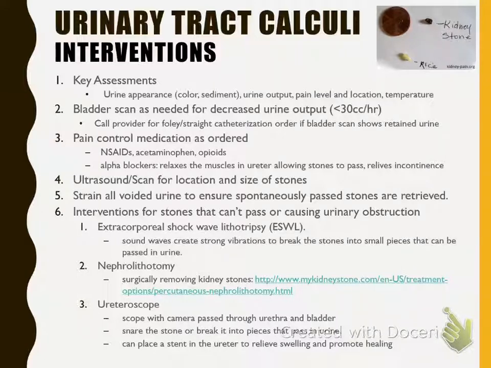And then the assessments, we want urine appearance, urine output, pain level, location, temperature. And what are we looking for with the temperature? Infection. Because as that stone is coming down the tract, it could rip things and cause an open wound for infection to fill. So we're always looking for infection. And if your urine output is less than 30 or oliguric, then we would want to scan and see if we're in a worsening condition.